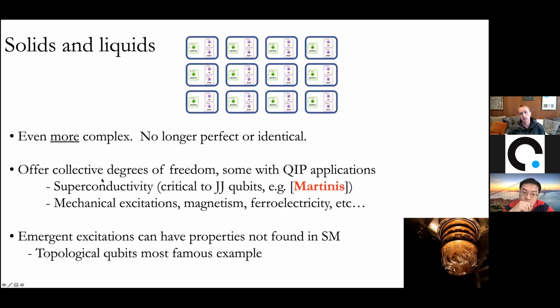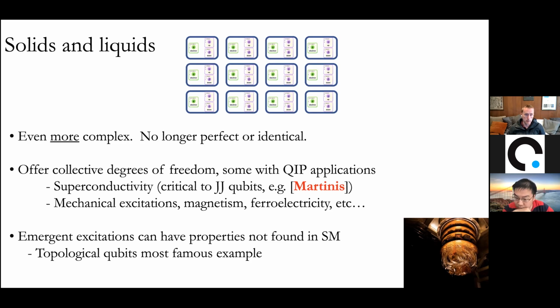Now, of course, you can take those molecules and jam more and more of them together. And once you get a thermodynamically large number of them, you have a solid or a liquid, and thus, a lot more complexity, to the point where if you're making a crystal of any reasonable size, there's no sense in which it can be thermodynamically perfect or identical to another crystal. So you have to give up some of the symmetry that you get from working with individual atoms. On the other hand, solids and liquids offer collective degrees of freedom, which can be extremely powerful for quantum information processing. Maybe the most important is superconductivity, which is of course critical for Josephson junction qubits like those that Institute affiliate John Martinez uses.